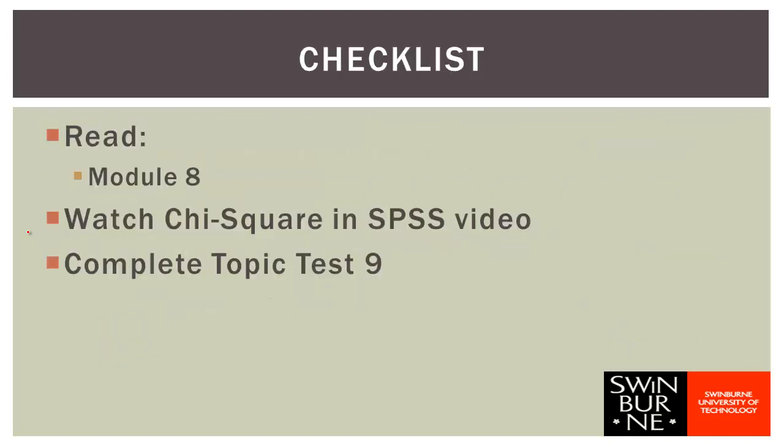Okay, so that's it for this week. In fact, that's the end of new content. Do make sure you look at next week's material for some revision. Make sure you read Module 8. There's a SPSS video on how to do a chi-square test. And of course, this mirrors what's in Appendix A of the Francis and Gehring book. And make sure you complete topic test 9.